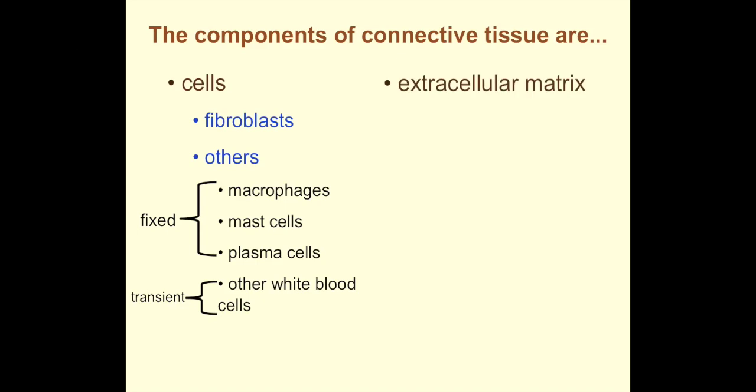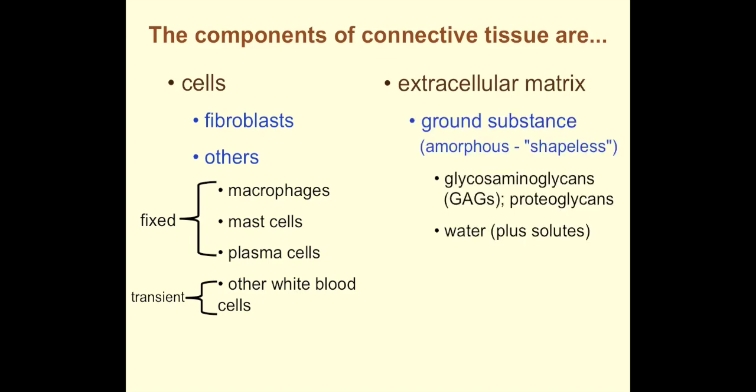The second component of connective tissue, of course, is the big component of connective tissue, and that's what defines the structure and function of connective tissue, and that's the extracellular matrix. And the extracellular matrix is made up of ground substance, which is sometimes referred to as amorphous ground substance. Amorphous just means without shape. So morph referring to shape. When you put A in front of something, it just means without. So it's amorphous. Like avascular means without blood supply, which we talked about with epithelium.